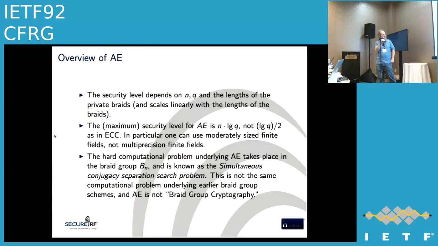The computational problem that underlies the public key part of it is taking place in the braid group, and it's called the simultaneous conjugacy separation search problem. So there have been other schemes that go under the rubric of braid group cryptography that were introduced before this, maybe in the late 90s, early 2000s, and that's a different computational problem. That computational problem is the conjugator search problem, and a lot of work has been done on it, though there's still plenty of things we don't know about it. But this is not the same problem. This is a completely different problem, and any attacks on that problem have nothing to do with this problem.